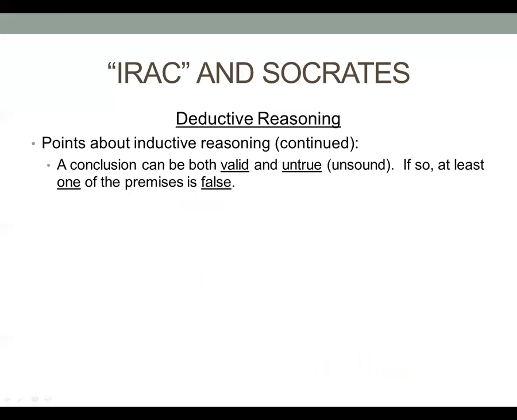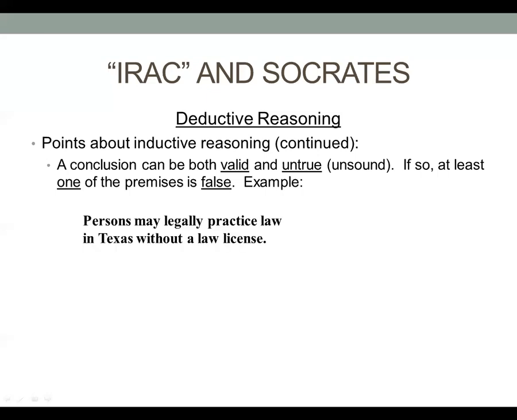Now, if a conclusion is valid, then as we've just seen, it could be true or it could be untrue. And so if at least one of the premises is false, then your conclusion, even though logically valid, will be untrue. So let's look at a legal example of this. Here is your rule of law, your general principle. Persons may legally practice law in Texas without a law license.